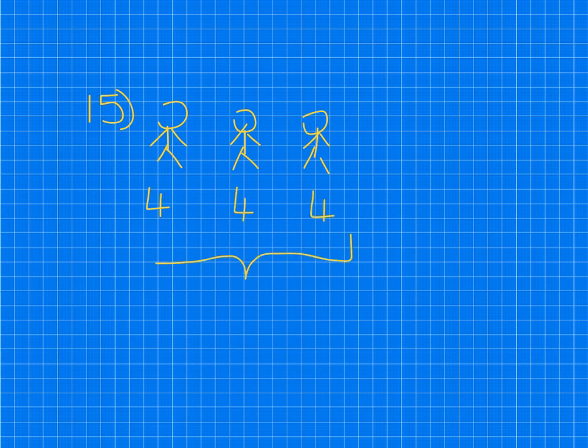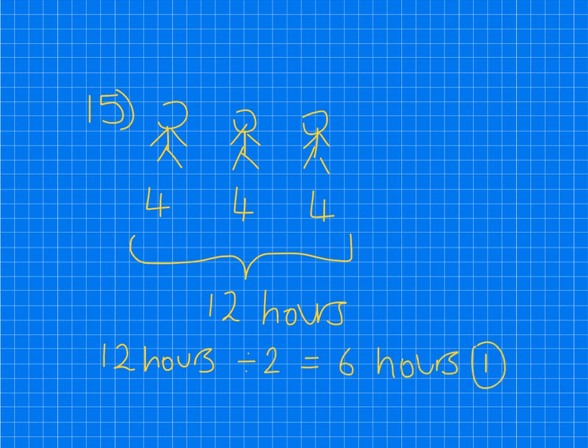Question 15. It takes 3 builders 4 hours to build a wall. Now remember, there are 3 builders. They spend 4 hours each because they're working together. This is a total of 12 man-hours. How long would it take just 2 builders to build the wall? Well, we divide the number of hours between the 2 builders, which is 6 hours. There's 1 mark for this question.